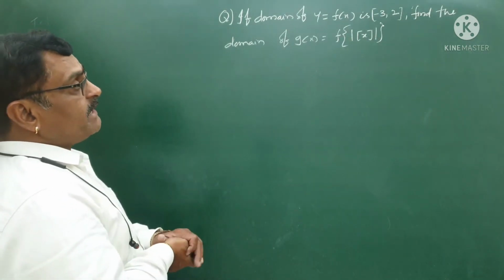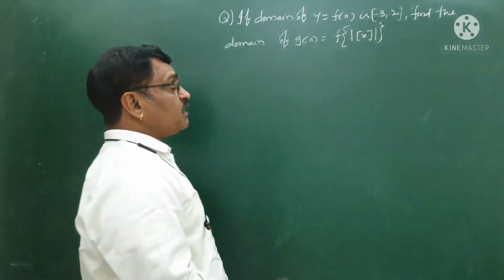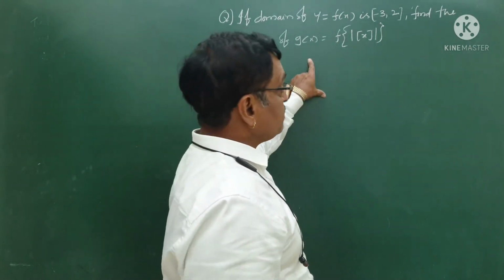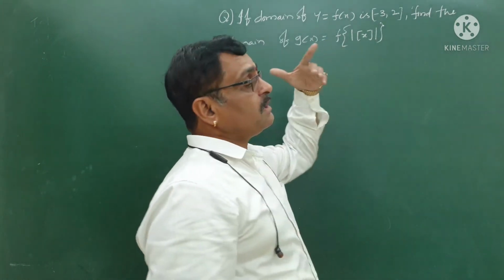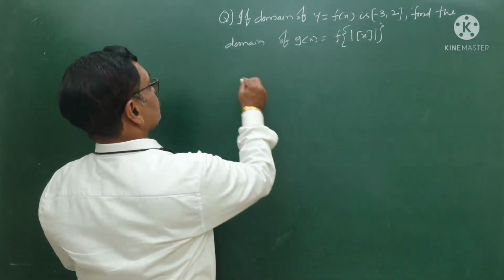If the domain of y equal to f of x is [-3, 2], find the domain of g of x, where g of x is defined as f of mod of integral part of x. Okay, now let's see the solution.